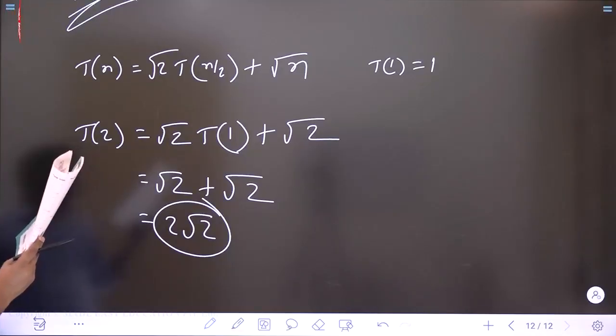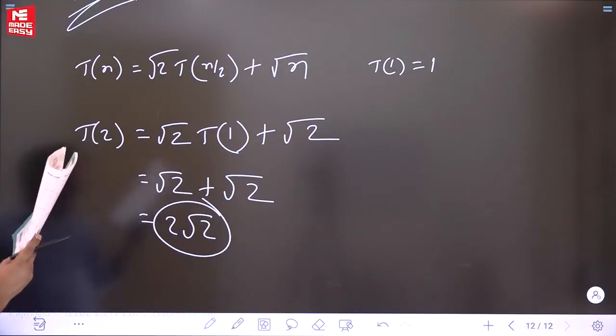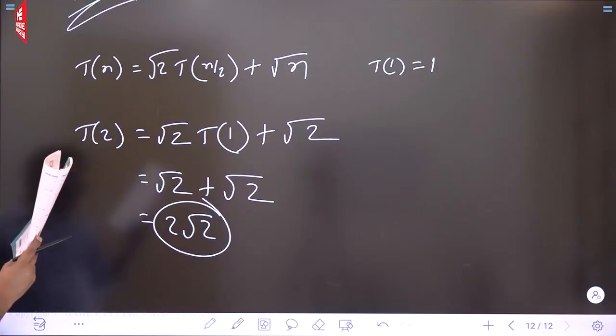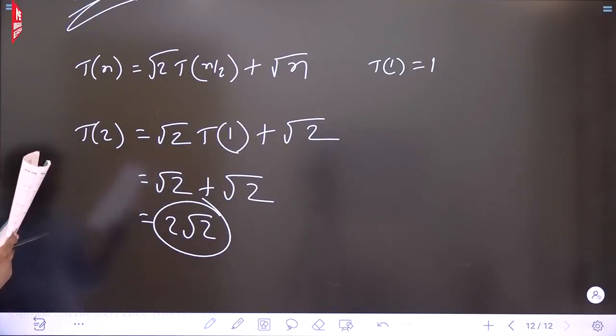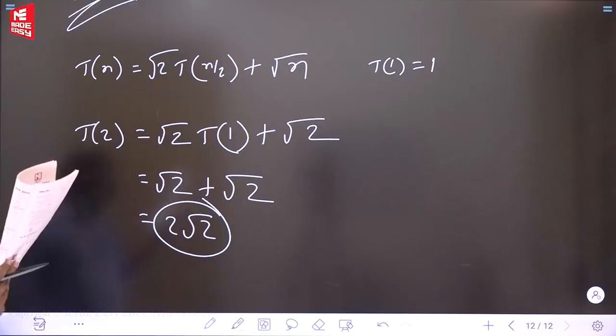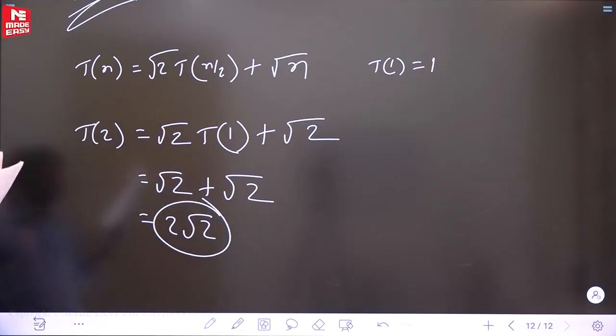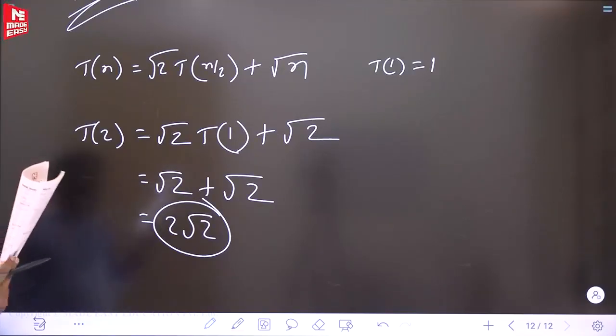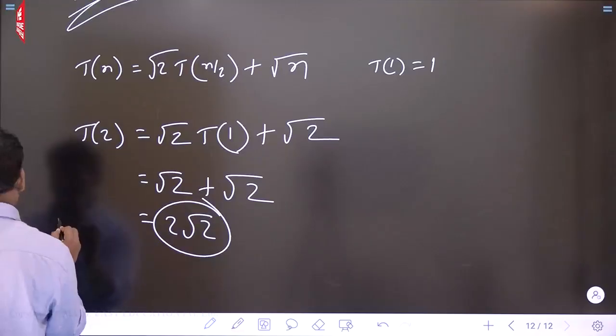Option A, log 2 base 2, what is the answer? 1, which will become 2 root 2. I think option A looks like the answer. What is option B? Root 2 log 2 base 2 is 1, assume base 2 everywhere. No. Option C, root 2 log root 2. No. Option D, 2 log root 2, I think 1 by 2 it will come. So I think the answer is going to be A.